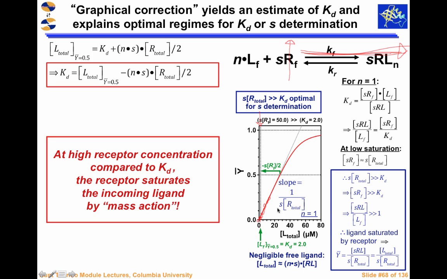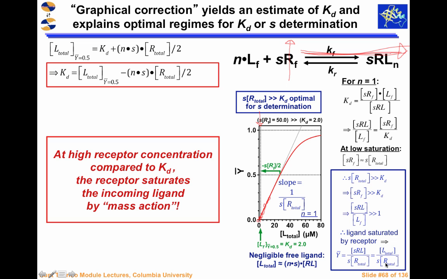Under these conditions, the incoming ligand is saturated by mass action, right? That means that the bound ligand concentration is about equal to the total ligand, right? What we're saying here is that if the receptor is saturating the incoming ligand, the bound ligand concentration is about equal to the total ligand concentration, right? So under these circumstances, where the receptor is saturating the ligand, SRL is effectively given by L total. So under these circumstances, fractional saturation is given by L total over SRT, okay?